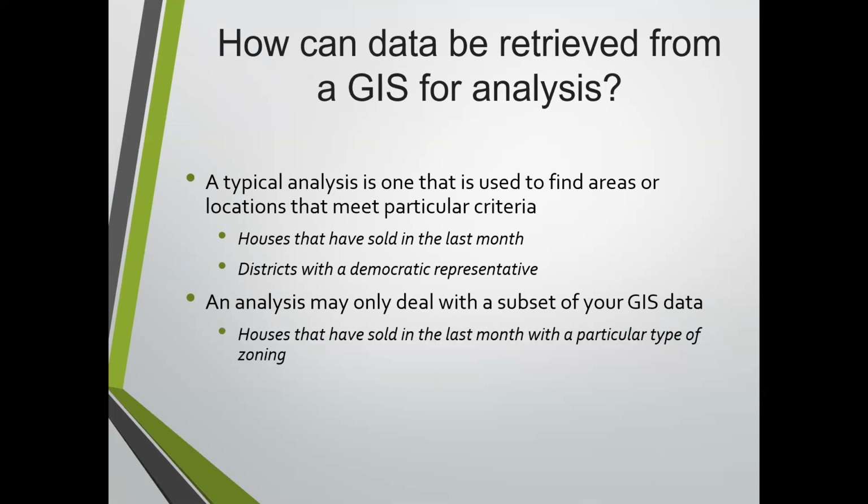So for instance, we've got all kinds of information about houses that have sold, but say we were looking at houses that have sold within the last month and in a particular zoning. So we're not weeding through a whole spreadsheet full of houses that have sold in an area. We're looking for particular types of things. In the last month, that's one piece of the criteria. And the other would be, let's say, zoned residential A. By writing those types of codes, we can strip out what we need to look at. Okay. Again, districts that have a Democratic representation in the state of Ohio.